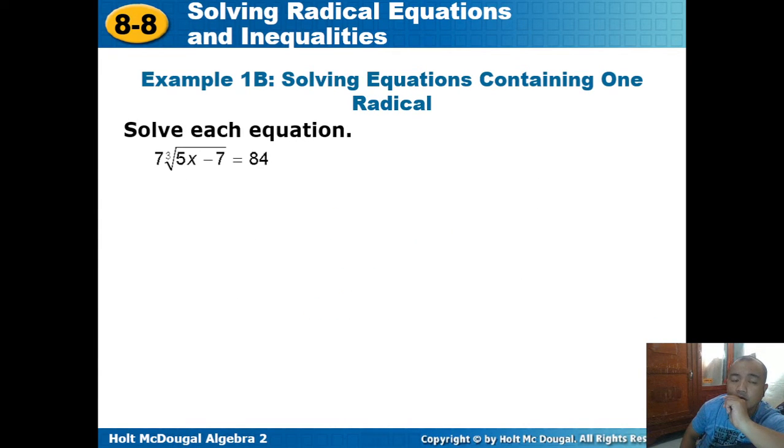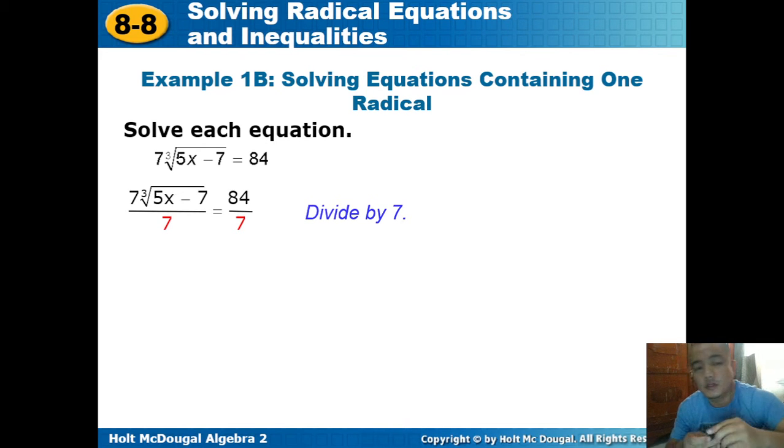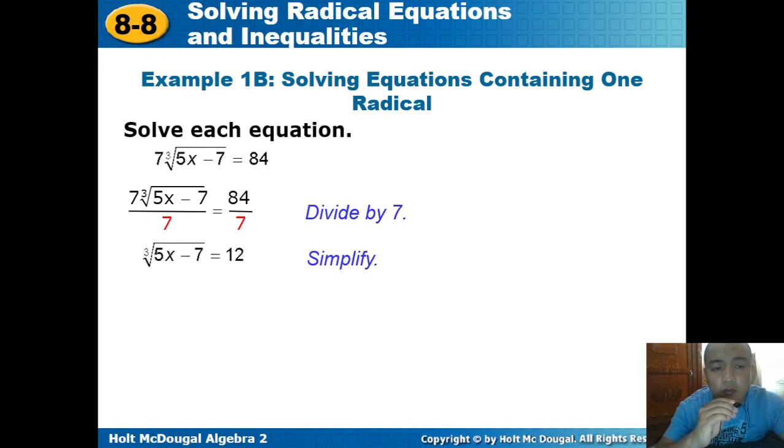Next, 7 times the cube root of 5x minus 7 equals 84. I think we should divide both sides by 7 first. So that it becomes cube root of 5x minus 7 equals 12. What's next? Wait. Anong unit pala dyan?